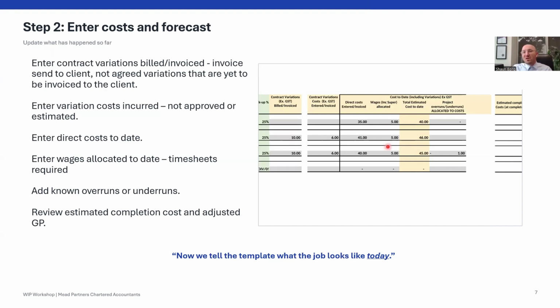We can work around this if your business doesn't have timesheets yet, but ideally, if you want to get this right, you need to have timesheets and allocating costs to each job. Once all the direct costs are entered, the last field for each job that we want to enter are our known overruns and underruns.